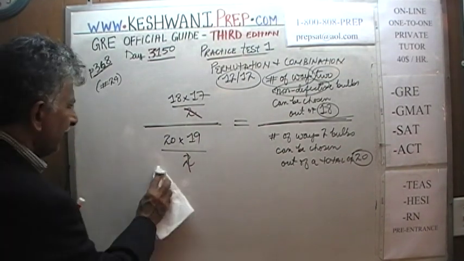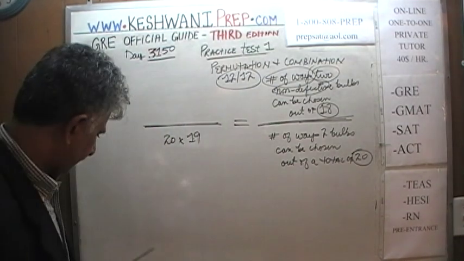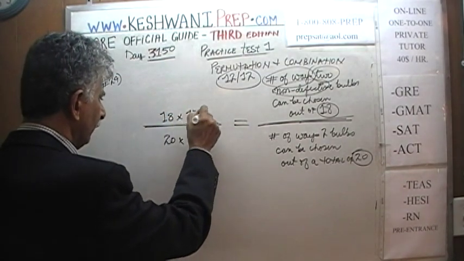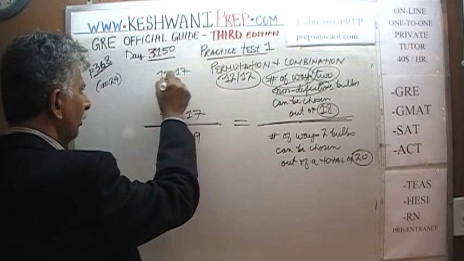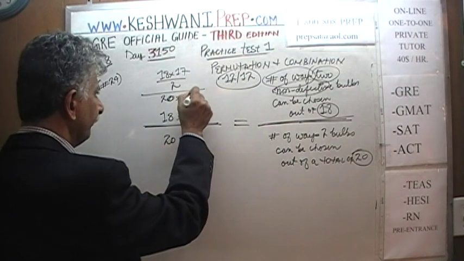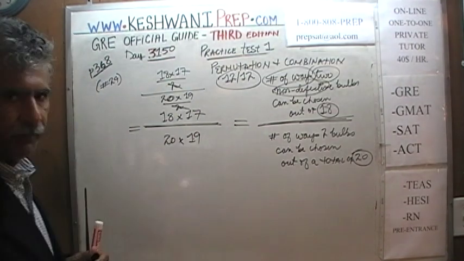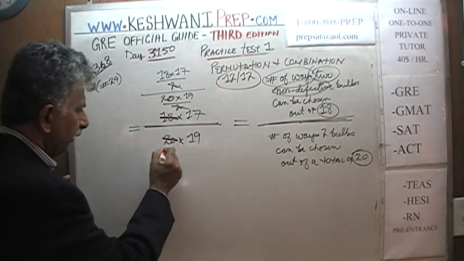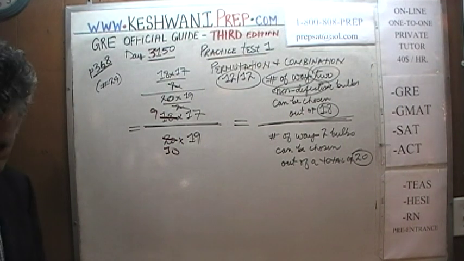So we're left with 18 times 17 over 20 times 19. It was originally 18 times 17 over 2, over 20 times 19 over 2, which boils down to this because the 2 goes away. Let's work on this part now. 18 is going to go down with the 20. 20 is going to become 10 and 18 is going to become 9. There you go. There is our answer. That's it. We are done.